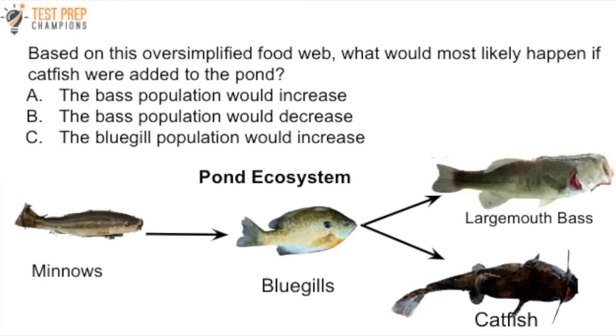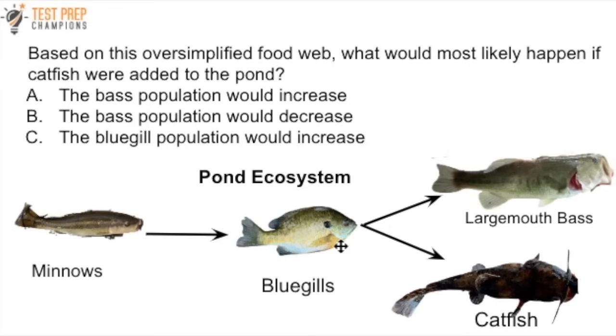So if we're putting catfish into the pond here, what I want you to understand is the concept that the largemouth bass and the catfish are on the same level in the food chain. So that means that they're going to compete with each other for food, all right? And so if the bass eat the bluegills and we add catfish into the pond, the catfish also eat the bluegills. The bass and the catfish are now going to be competing for the bluegills. So the bass population is probably going to decrease, because they're not going to have as much food now that the catfish are also eating the bluegills. Not as much food means, unfortunately, the bass population might take a hit.